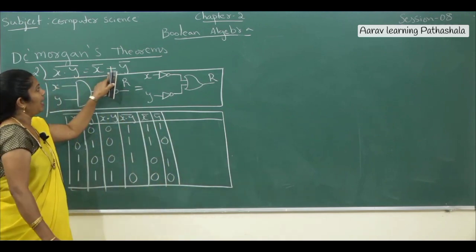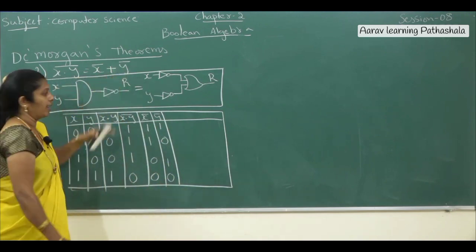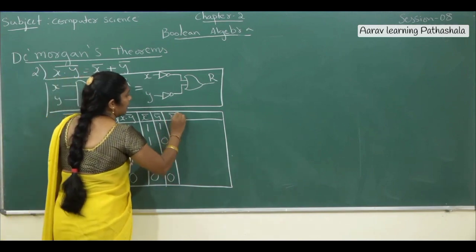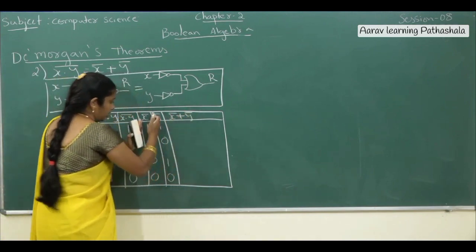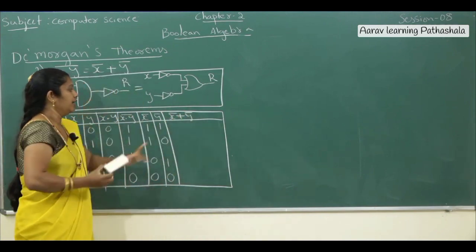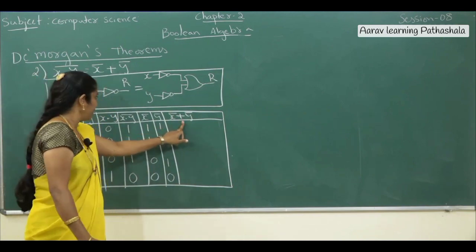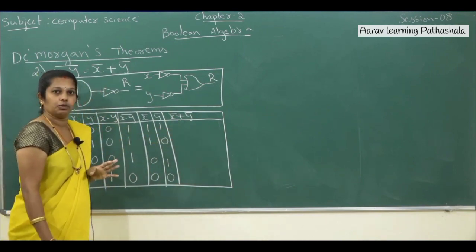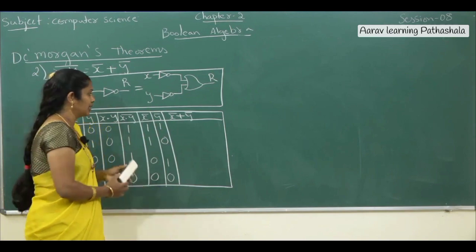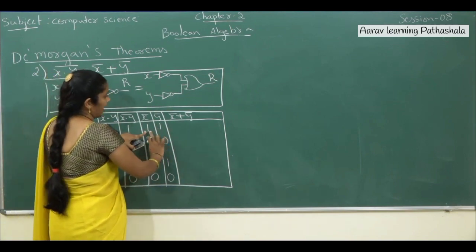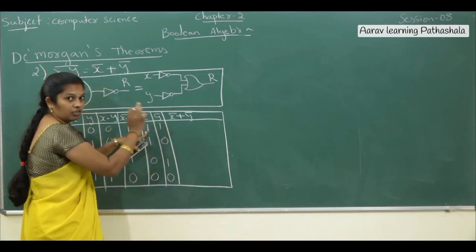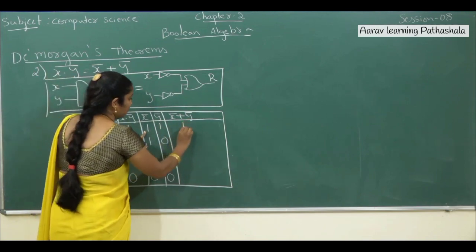Next find out x bar plus y bar. You have to consider these two columns. Here we have the plus operator. Plus operator means if any one of the inputs is true, the output becomes true here. See these two cases, x bar as well as y bar. In between the plus operator, 1 plus 1, 1.